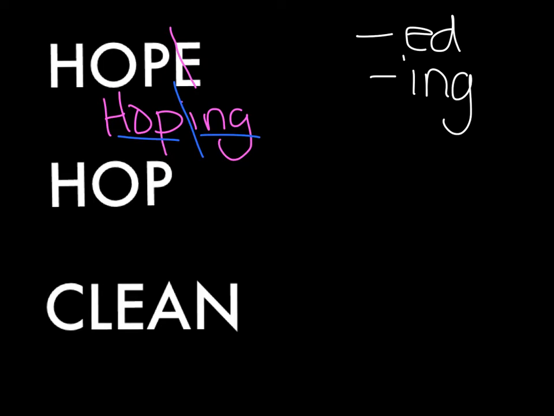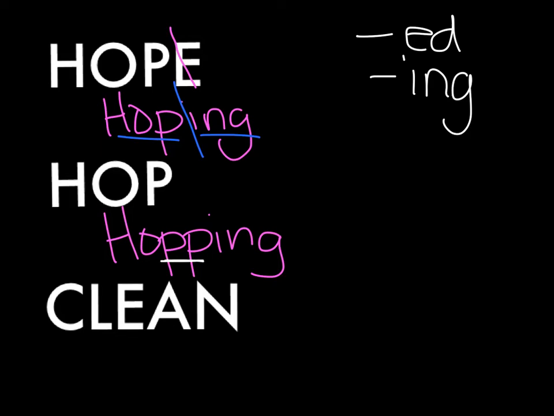The next word we have is hop. And if I want to make that hopping, I need to double the final consonant. So hopping is H-O-P-P-I-N-G. So the key piece here is that we had to double that consonant.